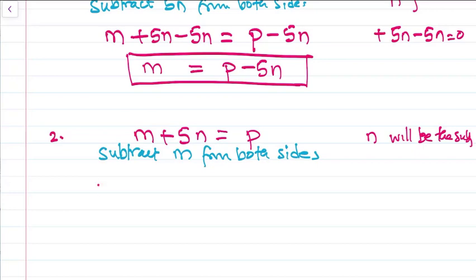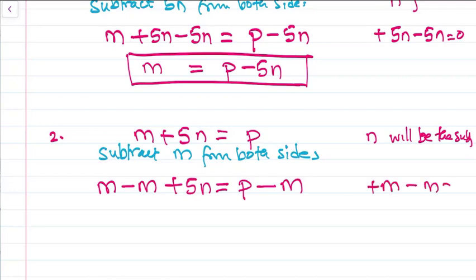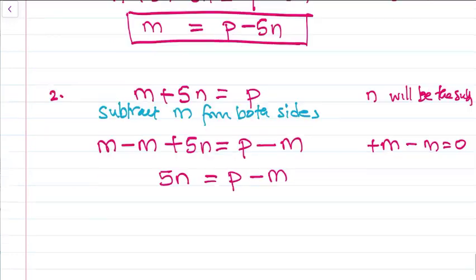So we are going to have m minus m plus 5n is equal to p minus m. And this m minus m will be equal to 0. So we are left with 5n is equal to p minus m. As you can see here, we have a coefficient, that is 5, and a variable, that is n. Our goal is to make that variable n the subject of the formula.